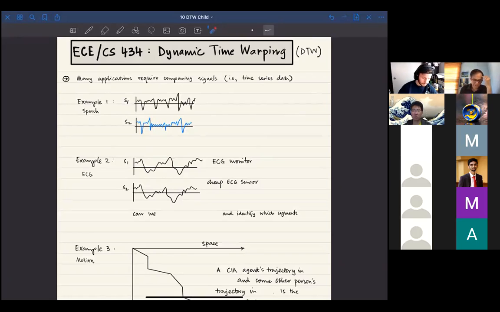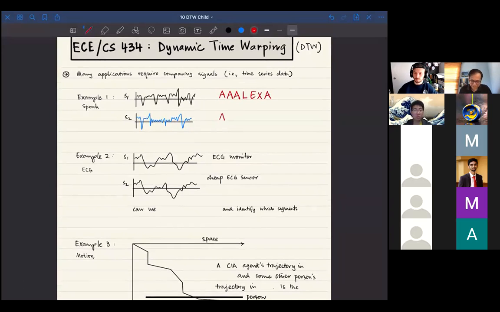So here is a case. Let's look at an example where signal S1 is someone saying Alexa, and signal S2 is someone else saying Alexa, but the pronunciation of Alexa for these two signals is different. Meaning, the first person says it one way, and the second person says it another way.